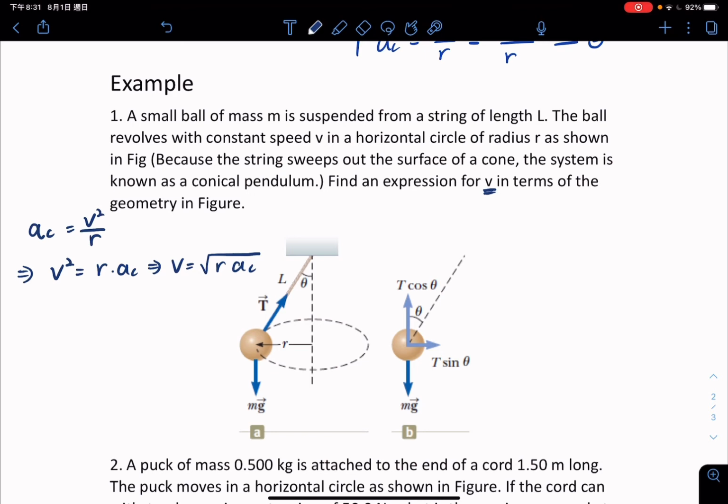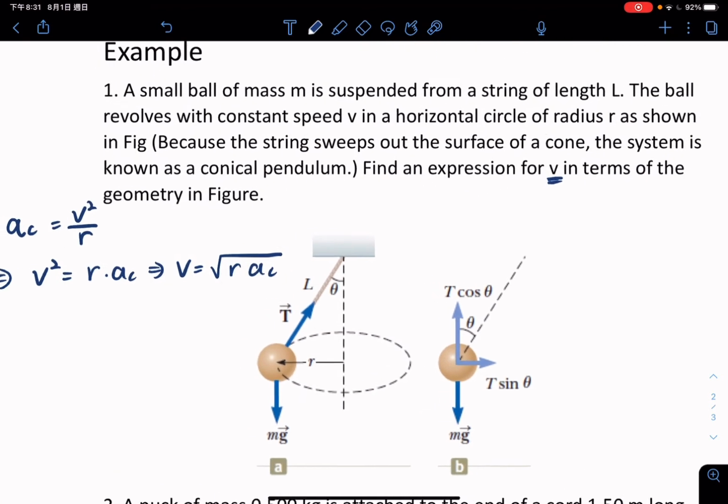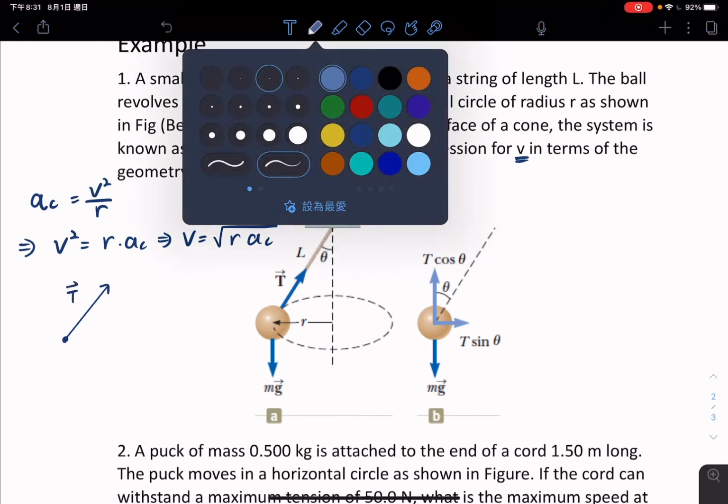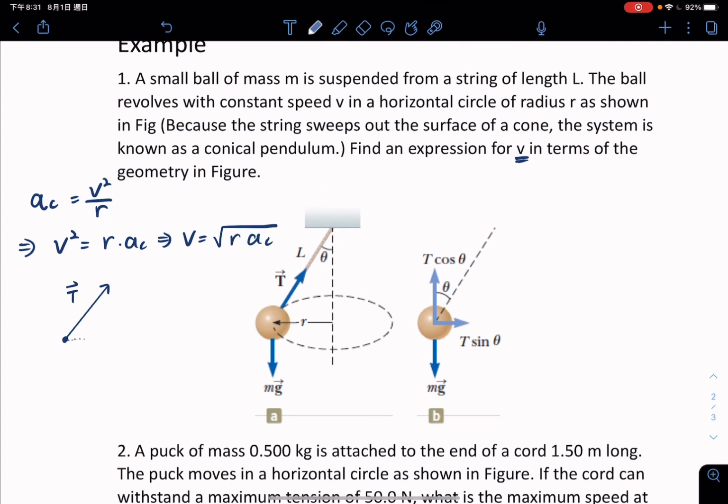However, the small ball of mass m is suspended from a string of length L, and its central force comes from the string's tension T. If we draw the force diagram, this is T, which can be divided into two parts.